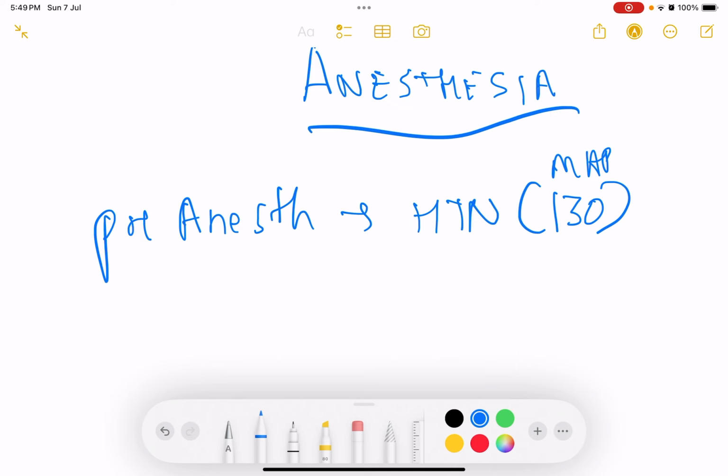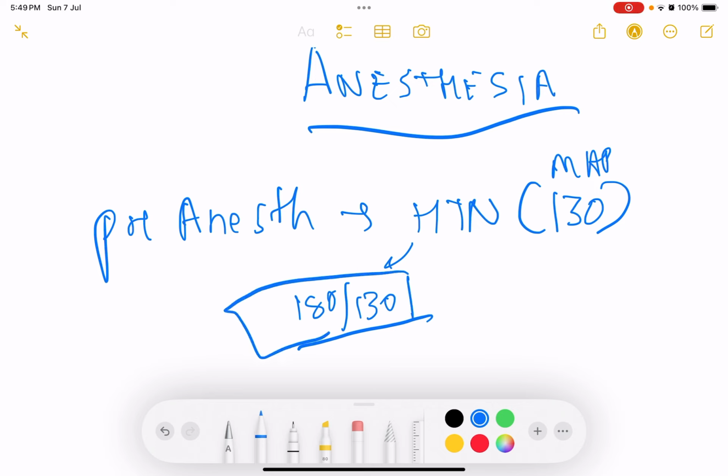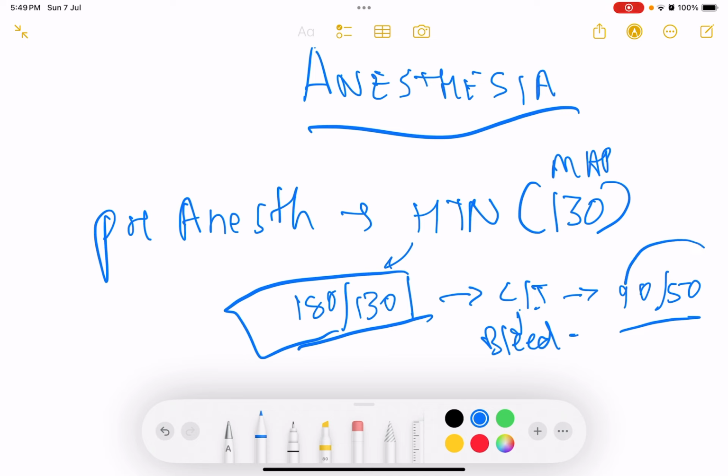Now, sometimes when your blood pressure is around 180 by 130, that is, you're in a hypertensive state, right? So you do not want to do surgery. You contraindicate it at this point because there is a high risk of bleeding. Second is that when there is bleeding, the BP drops to 90 by 50, and once it's at 90 by 50, there is hypoperfusion.